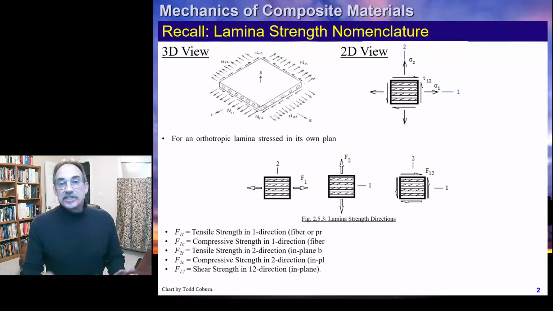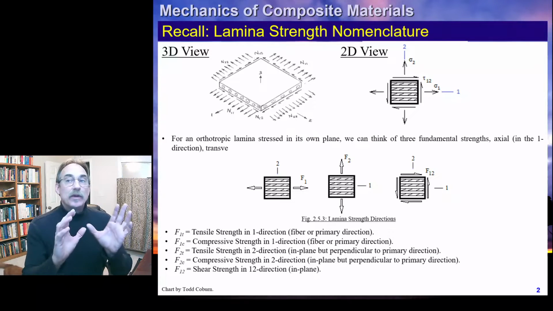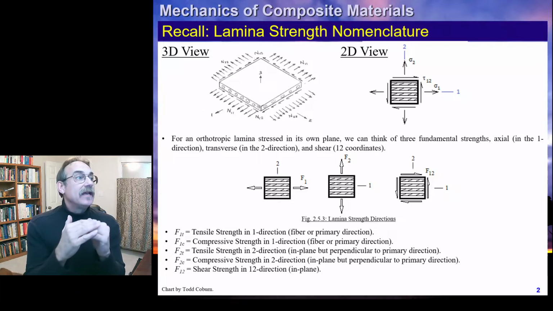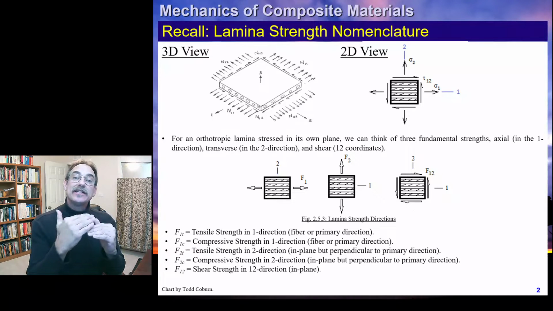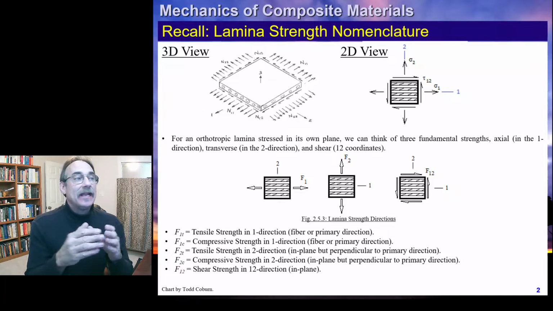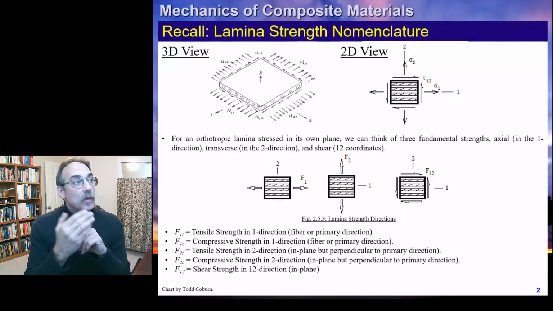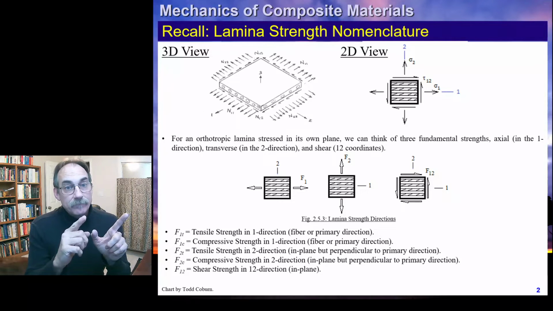Alright, we want to remind ourselves of our nomenclature. Here we see a three-dimensional view of a lamina, and it has stiffnesses that will take axial stresses. We can see we've got axial stresses in two directions, and shear stress. We can see that in a three-dimensional view here and a two-dimensional view.